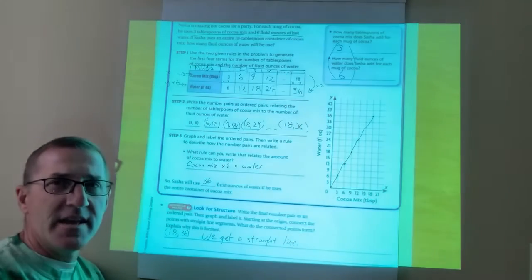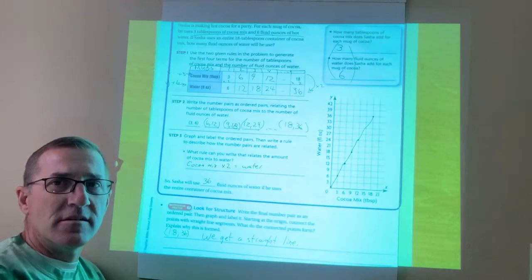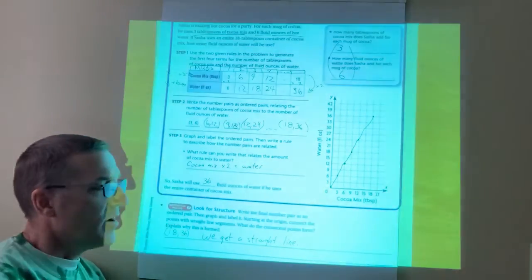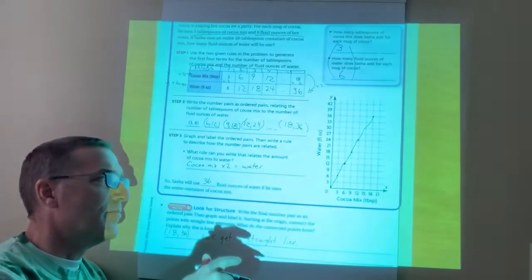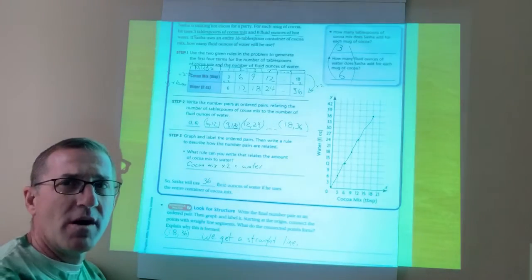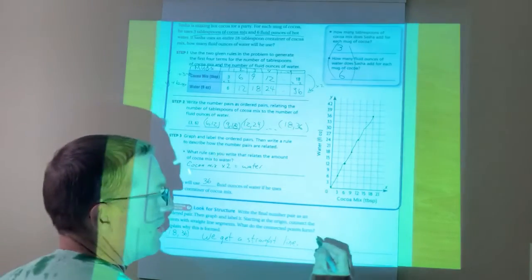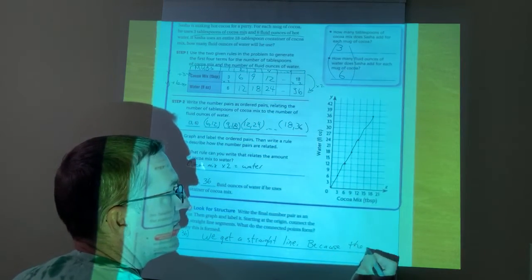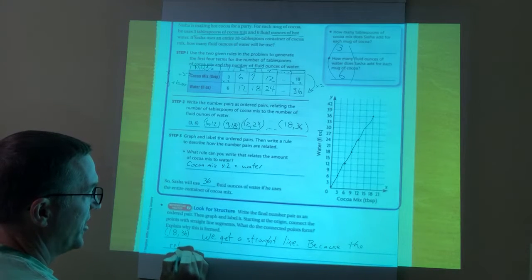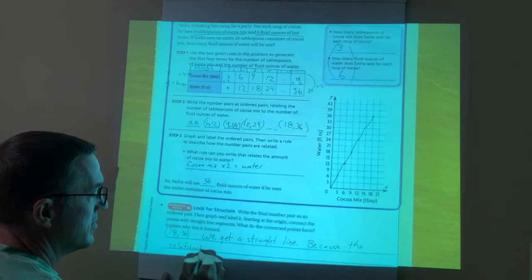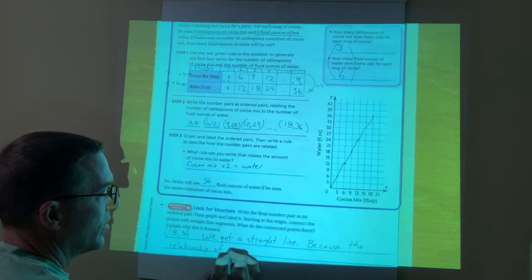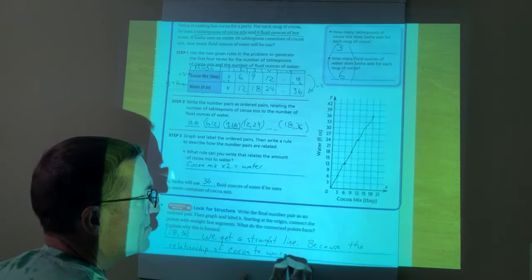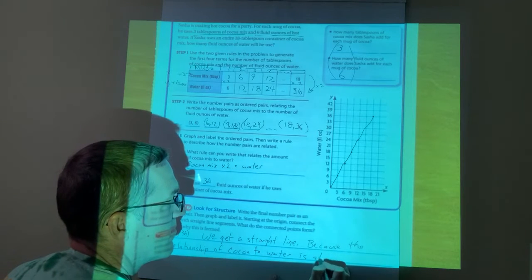And why do you think that is? Pause and think about it for a second and then come back. Why do you think that is? Because the relationship of cocoa to water is always the same.